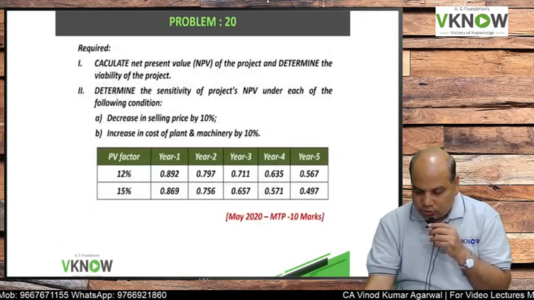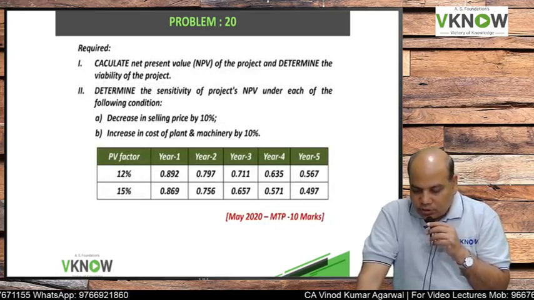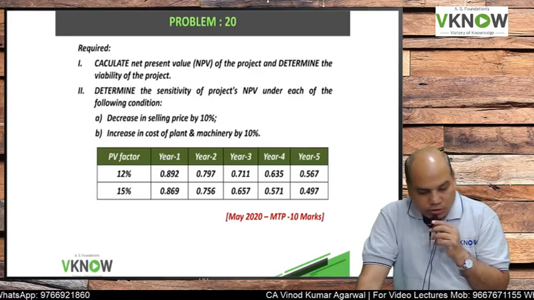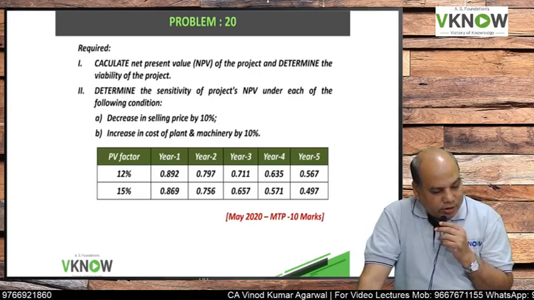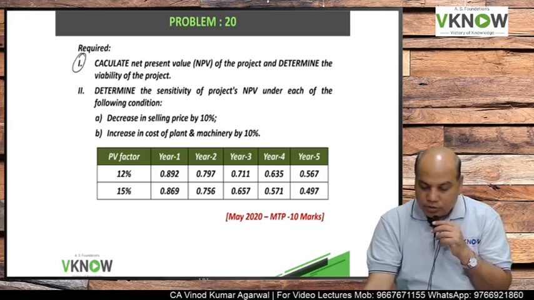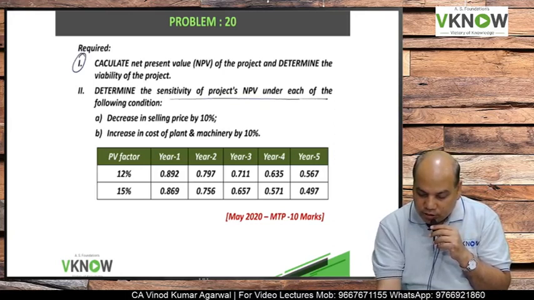Then what is the question? Similar question we have already done in capital budgeting chapter. Compute the NPV of the project and determine the viability of the project. Then after that, up to this the life was simple. Determine the sensitivity of the project's NPV under each of the following conditions.